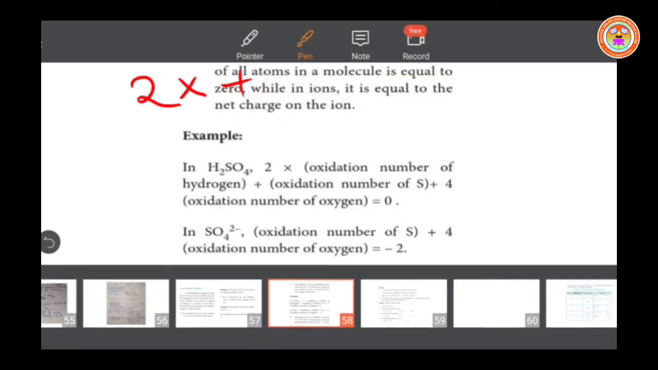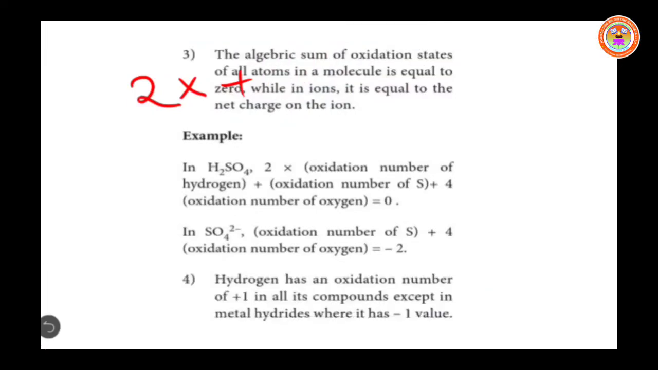Whereas in the case of an ion, the algebraic sum of oxidation states of all atoms is equal to the net charge on the ion. For that, consider the sulfate ion. The formula of sulfate ion is SO4 2 minus ion.